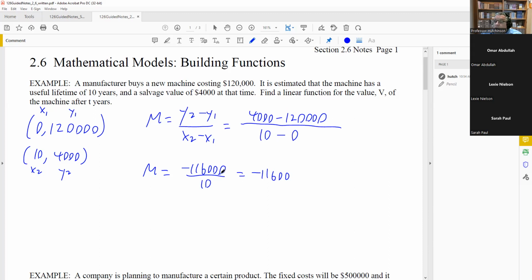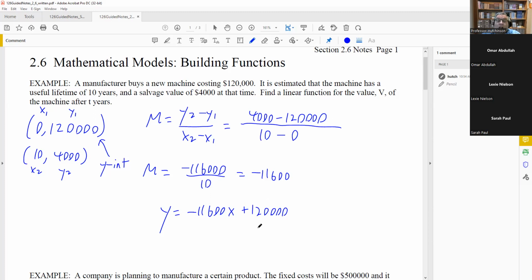Okay, so now that we have this, this point right here is actually the y-intercept. The reason why I know that is because the x value is 0. So whenever the x value is 0, automatically that gives you the y-intercept. So now we have a slope and we have a y-intercept. So if we want to do y equals mx plus b, we could do y equals negative 11,600x plus 120,000. And that right there would be a linear function. Now, it's not the answer here, but with y's and x's, that would be the case with this.